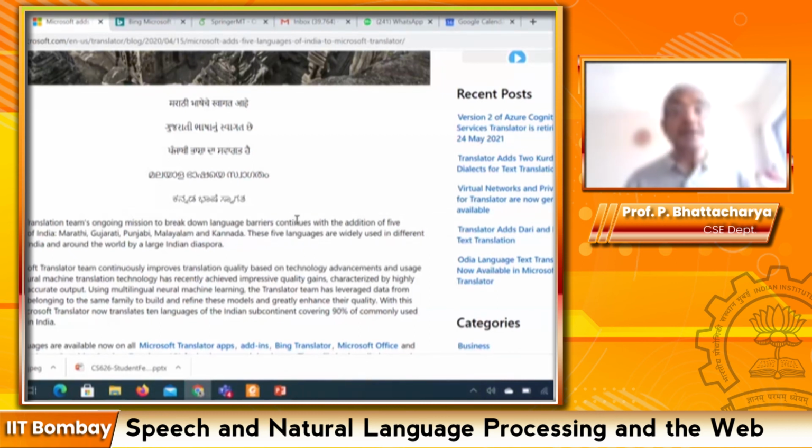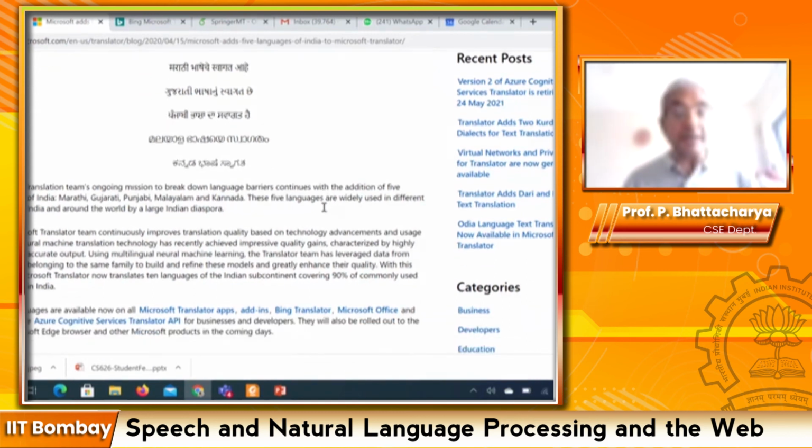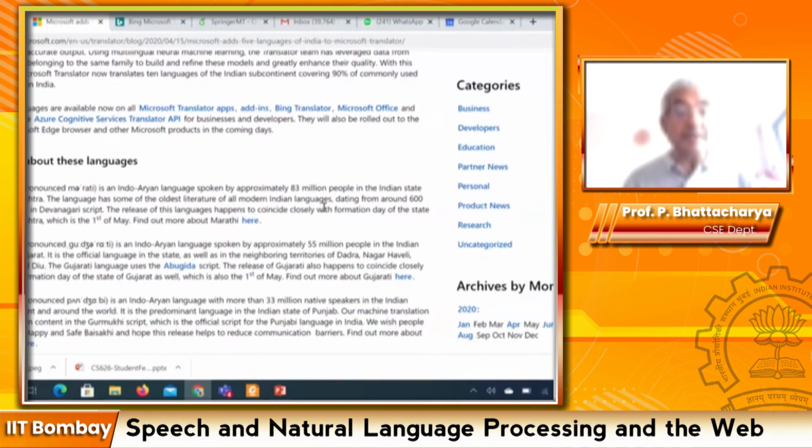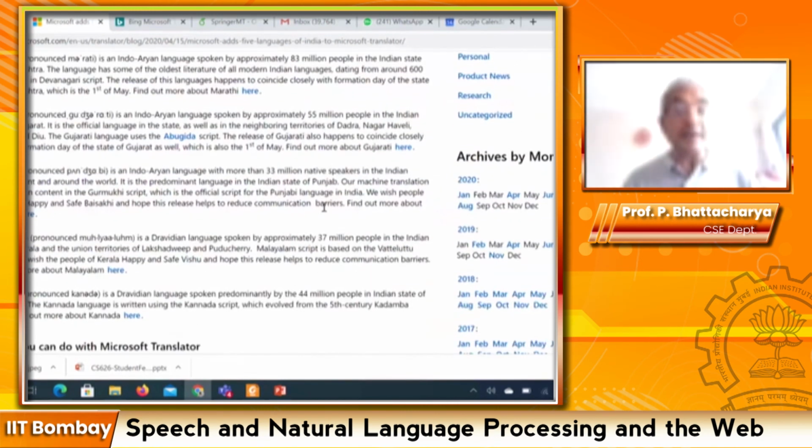Okay. So Microsoft has created recently a translation system for low resource languages. So Indian languages particularly, involving Oriya, Bengali, then Marathi, Punjabi, Gujarati, Malayalam, Kannada.